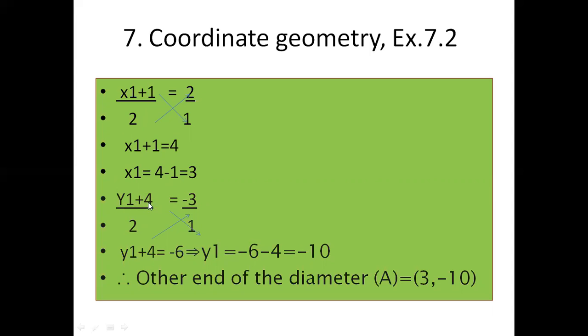Similarly, y1 plus 4 by 2 is equal to minus 3. Then cross multiply it. Minus 3 can be written as minus 3 by 1. Then y1 plus 4 into 1 is y1 plus 4, that is equal to 3 2s are minus 6. Then y1 is equal to minus 6 minus 4, that is equal to minus 10. Therefore, the other end of the diameter AB, that is the A point, is 3 comma minus 10.